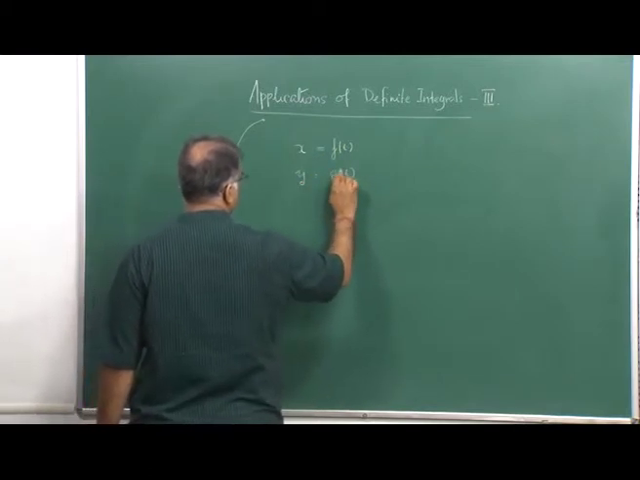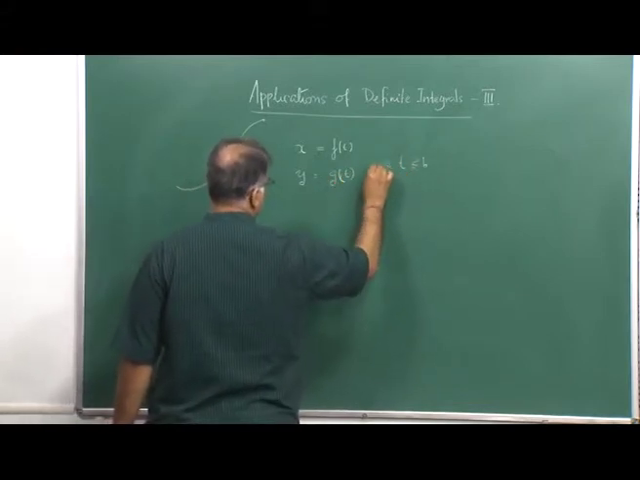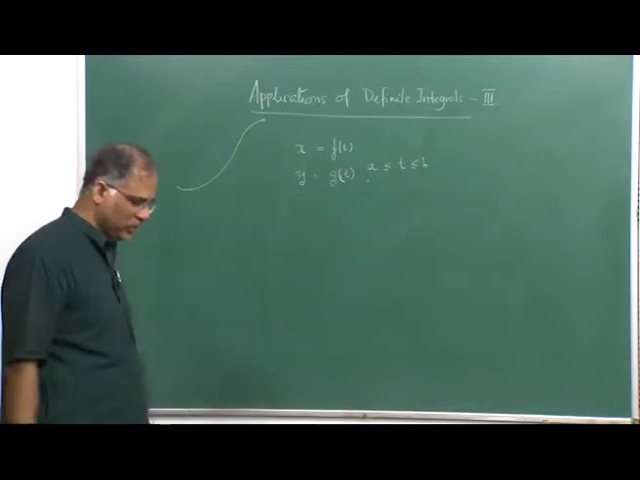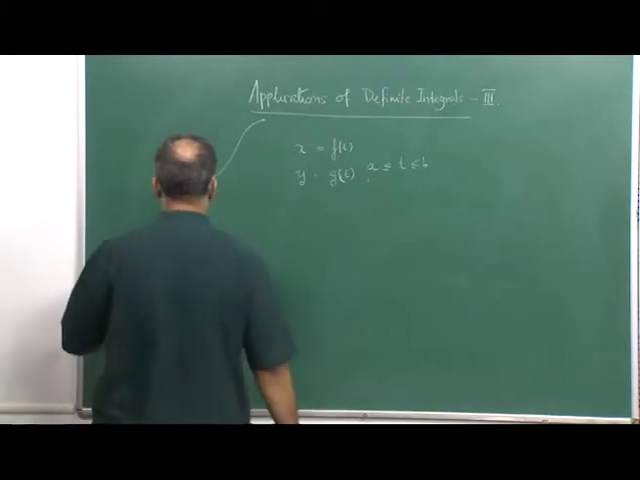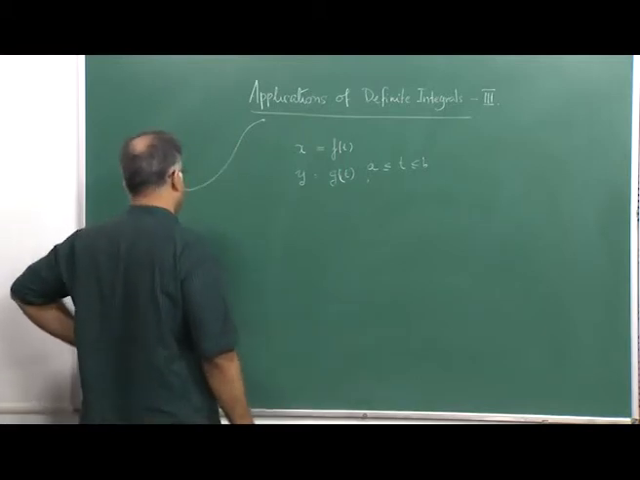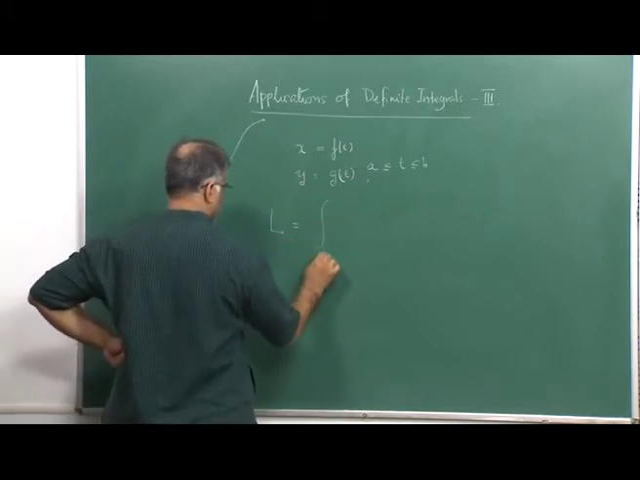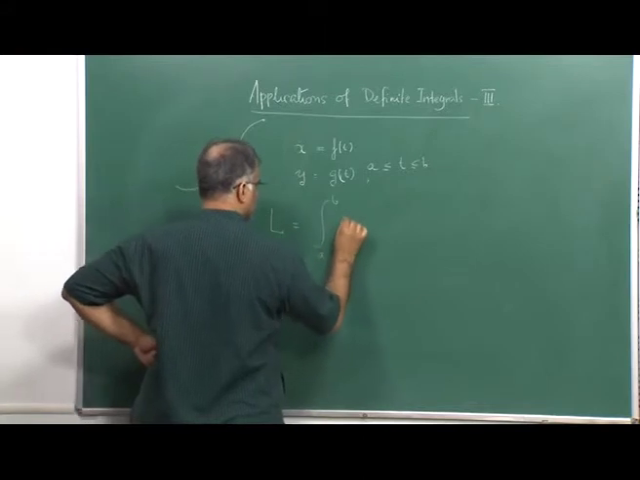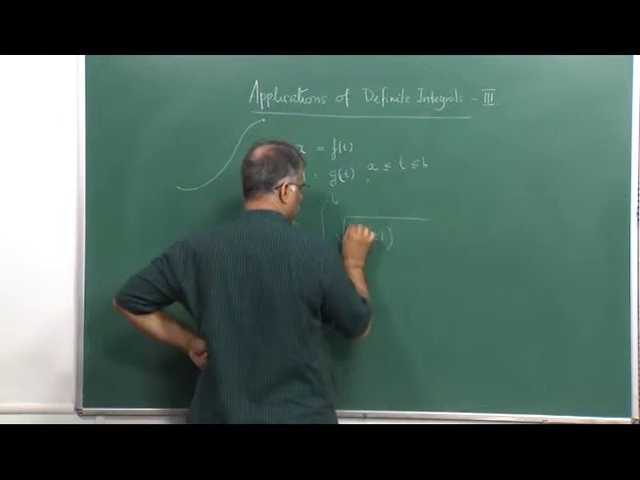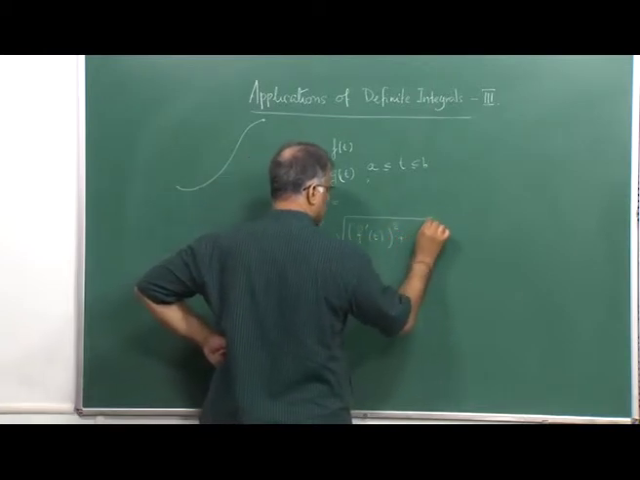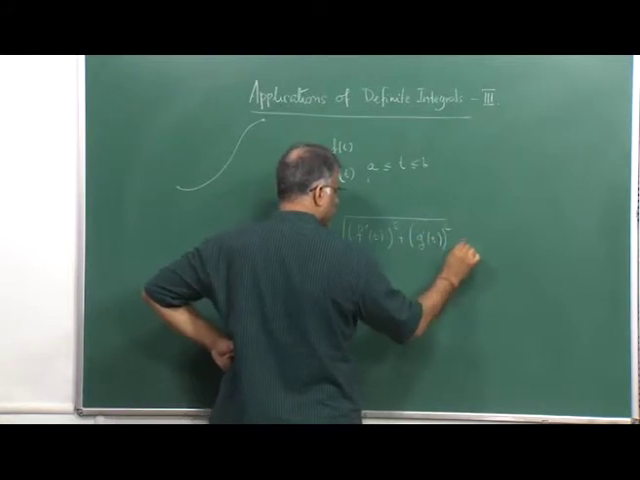Where t is restricted from a to b or something, it could be no restrictions at all. Now, the length of the curve is actually given as an integral from a to b of the root over f dash t whole square plus g dash t whole square. This is what we had also tried to prove.